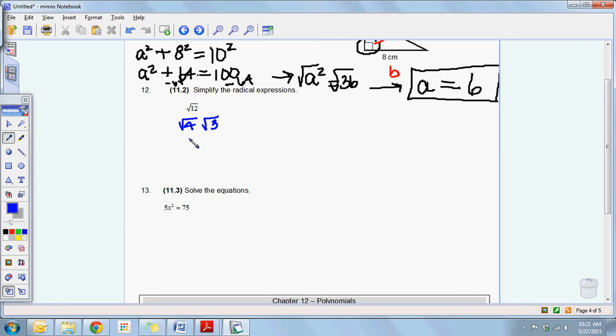Now we're going to break it down. The biggest perfect square is 4, and the square root of 4 is 2, so that's going to come out. And we're going to keep the square root of 3 as it is, and that's how we simplify that radical.